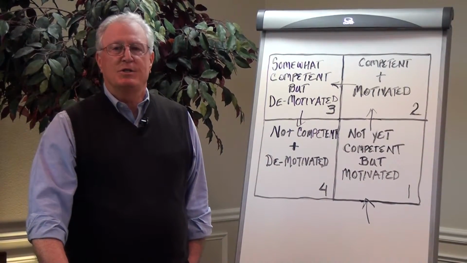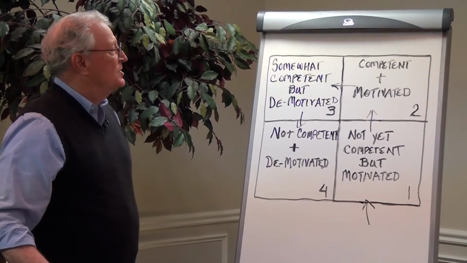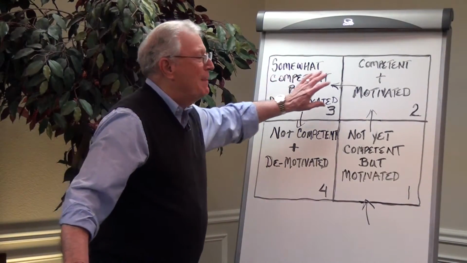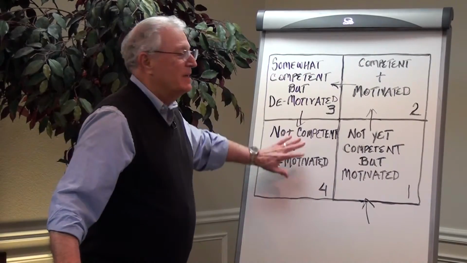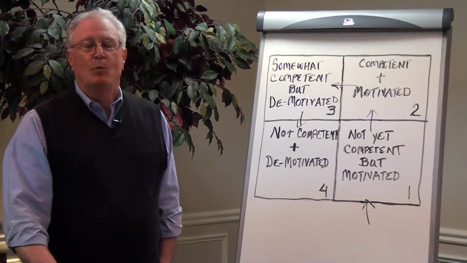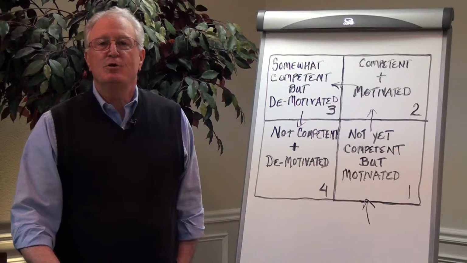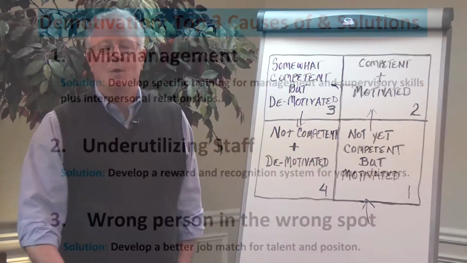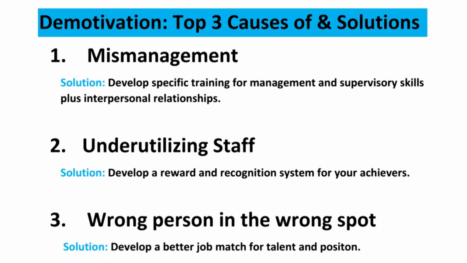So what are the solutions? The solution is to move people from quadrant 3 back into quadrant 2 so they never get over to quadrant 4. Well, how do we do that? One of the things that causes the demotivation in this group is mismanagement. If mismanagement is a problem, then the solution is for us to develop an effective supervisory management leadership training program so that we can bring those managers up to par where they can manage those people properly.